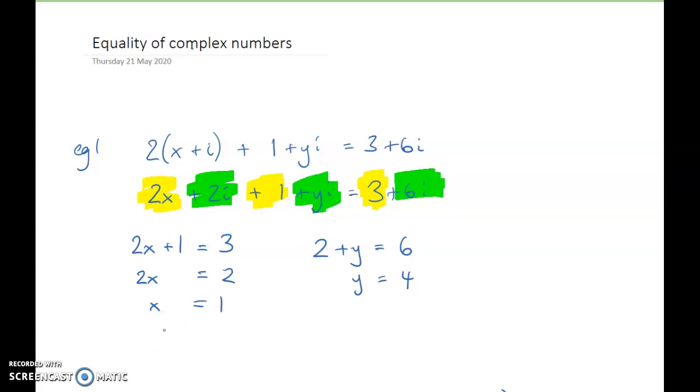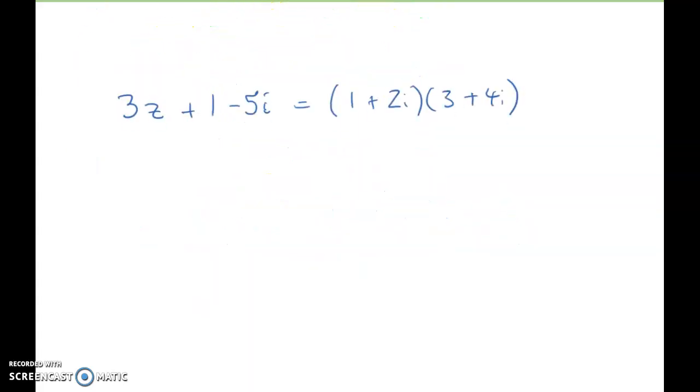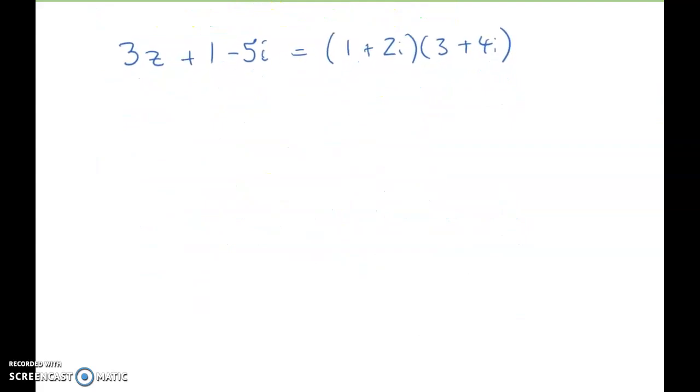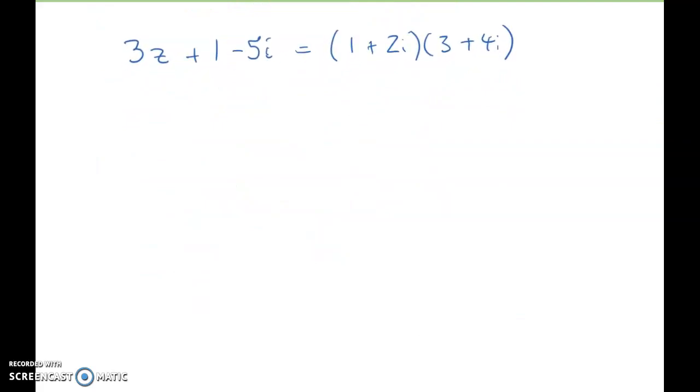The key thing is you're tidying up what you've got to get rid of any brackets, and then you're looking at the real parts on either side and separately the imaginary parts on either side. Let's go through another question. So this one's a bit different. It hasn't got x and y's. It's just got z, but we're told that z is a complex number.